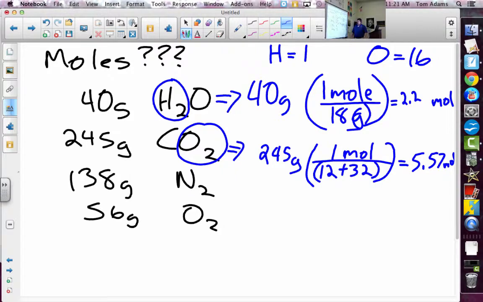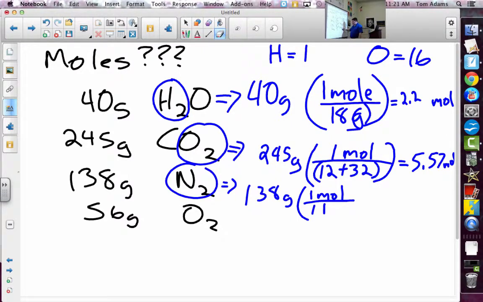Now the same thing here, nitrogen has a weight of 14. So if I say 138 grams times 1 mole over, what did I say it was? 14, right? So it's 2, right? Because there's 2, so it's 28. It's not 14, it's 28. So I'm going to say 1 mole over 28 grams. Because it's a diatomic gas. So then 138 divided by 28 will yield 4.93 moles.